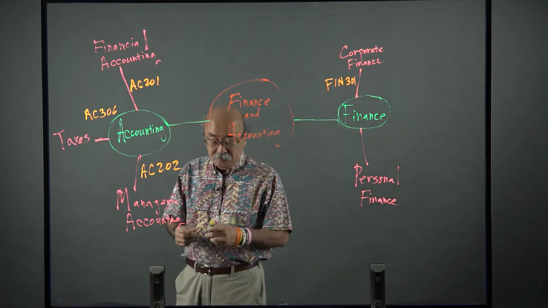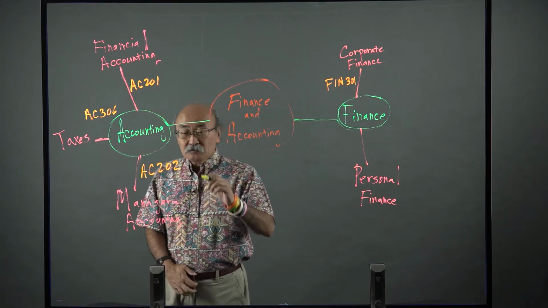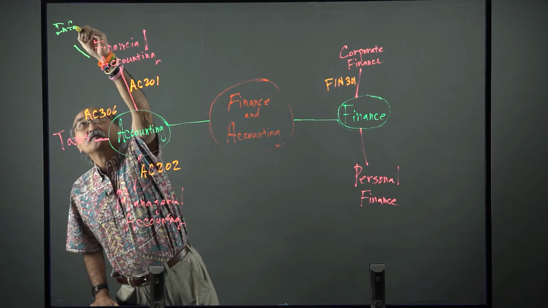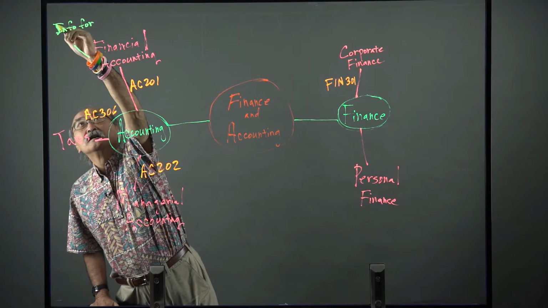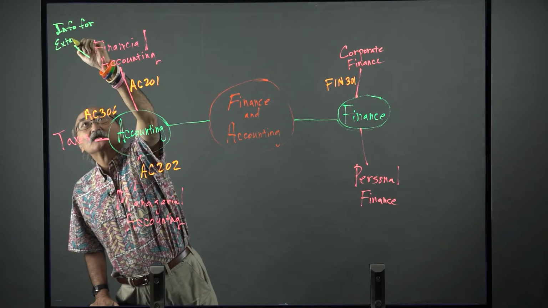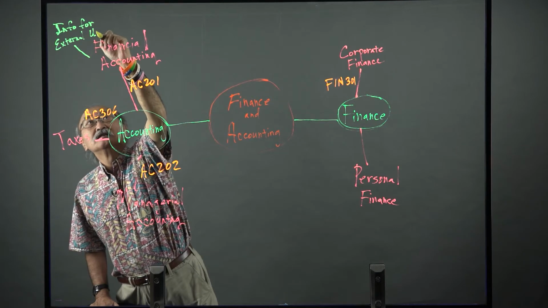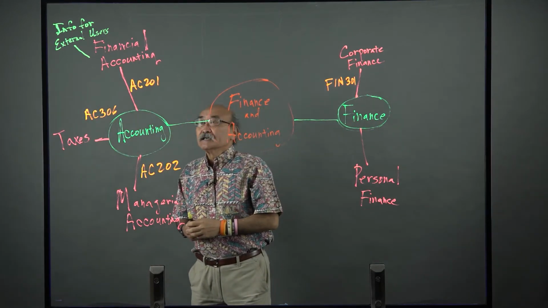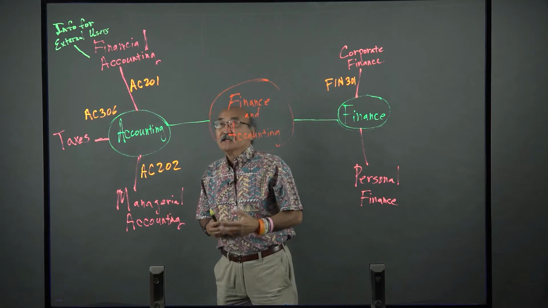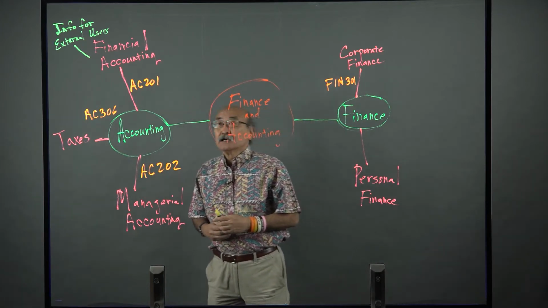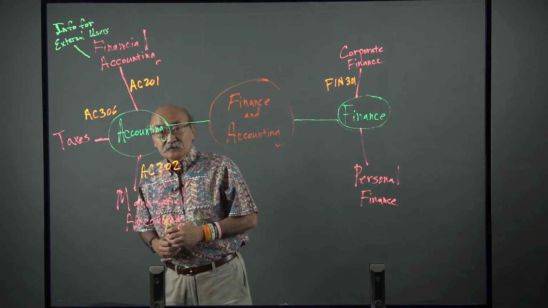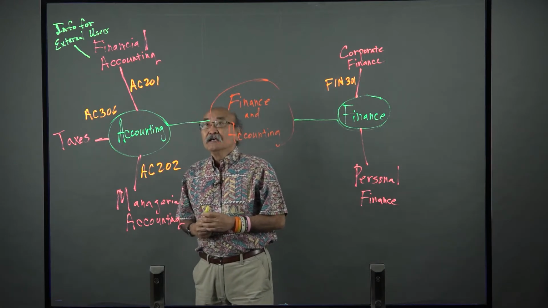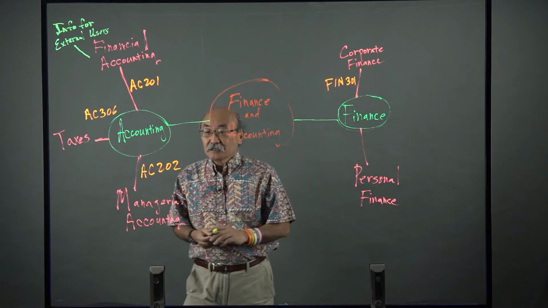Okay, looking at financial accounting. Financial accounting is basically information for external users, people outside of the company. So people like investors, government agencies, potential stockholders, okay, lenders, people outside the company are interested in the financial condition of the company, and that is the purview of financial accounting.